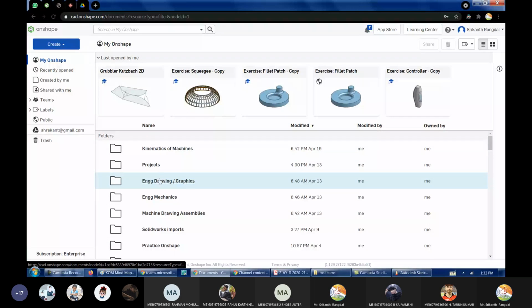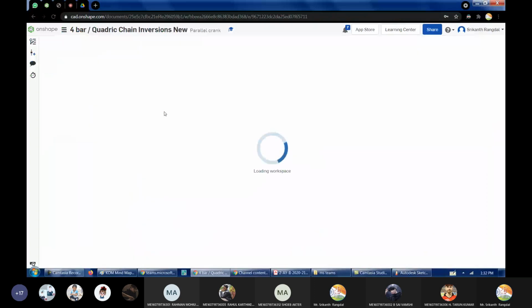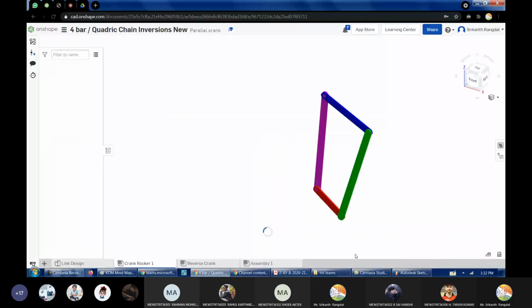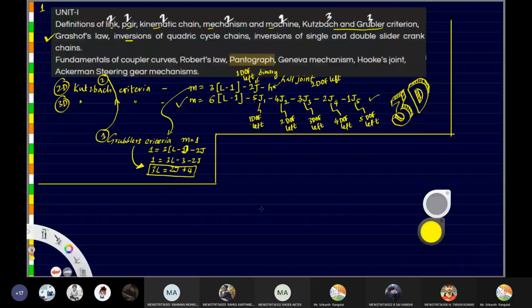Let us start with the first example, that is a 4-bar mechanism. So what is a 4-bar mechanism? A 4-bar mechanism has 4 bars. A bar is a link, right? So we have a total of 1, 2, 3, and 4 bars. All these are bars and they are joined together using what kind of joints? Revolute joints. Very good.